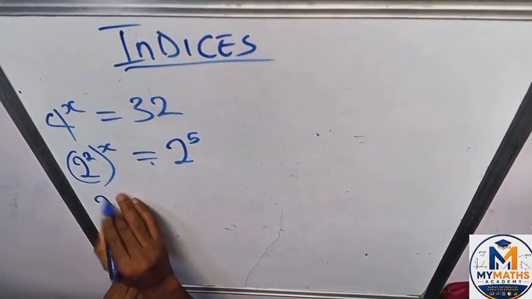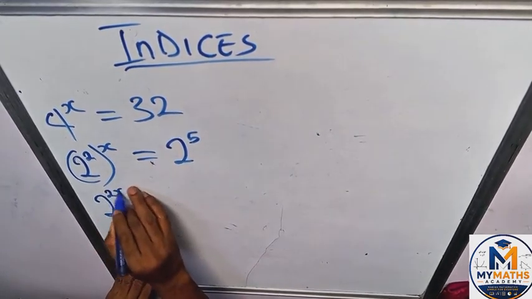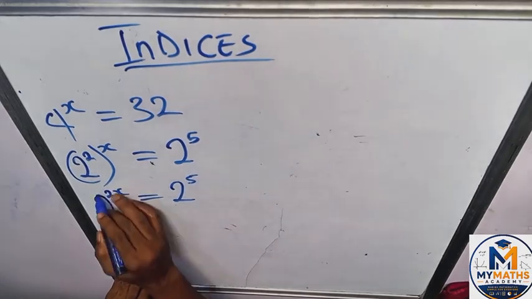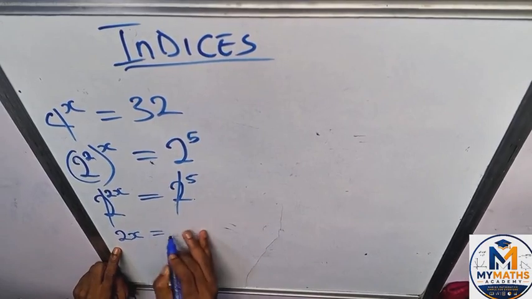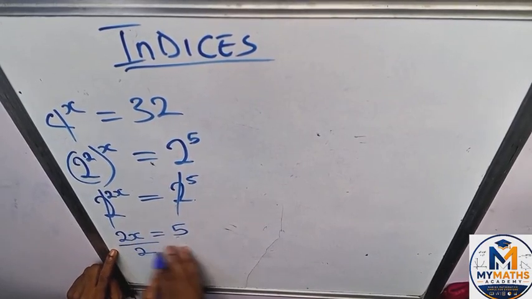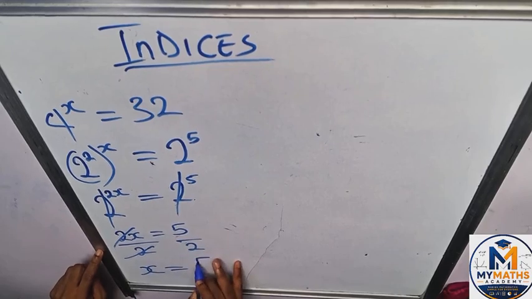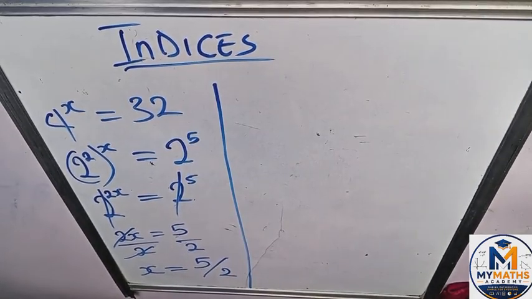So therefore I'm going to say 2 raised to power 2 times x will give us 2x, equals 2 raised to power 5. So this 2 will divide this 2. So you're going to have 2x equals what? 5. Divide both sides by 2. This one cancels. You're going to have x equals what? 5 all over 2. So very easy to solve questions like this.